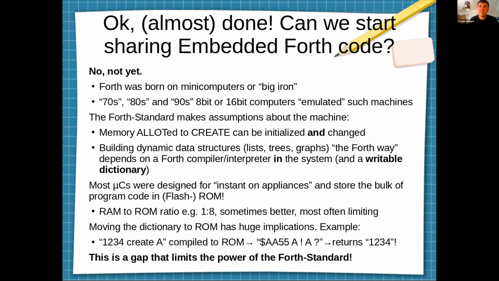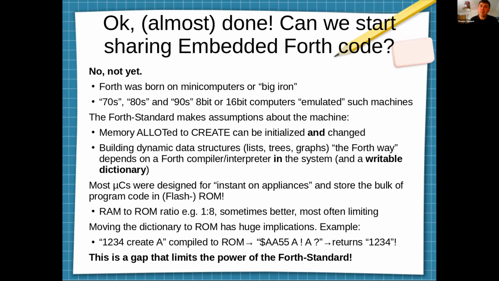First thing, Forth was born on minicomputers and mainframes. In the 70s, 80s, and 90s, small computers or hobby computers, like the Altair, emulated big machines: memory, floppy disk drives, terminals. So the cycle was essentially similar. The Forth standard still makes the same assumptions about the machine.